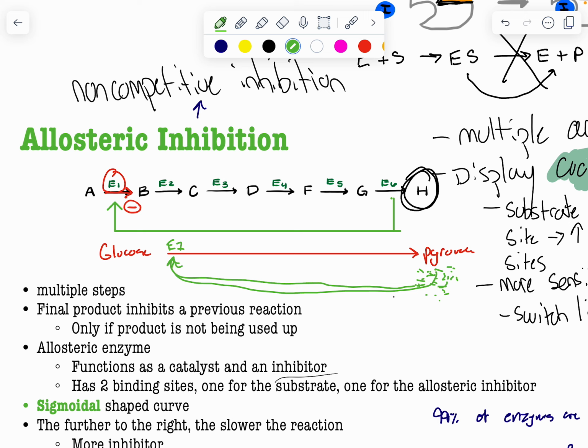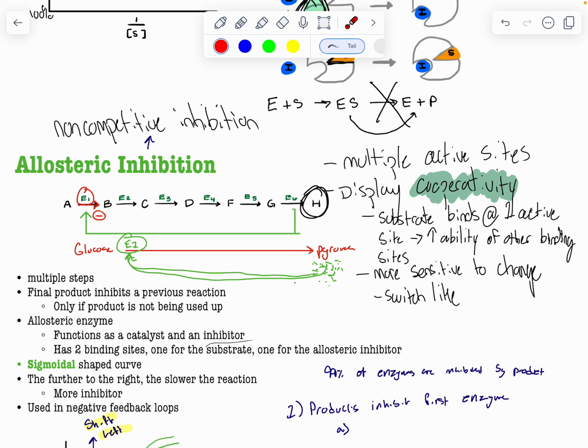Our overaccumulation of pyruvate will come back to this initial enzyme and say, hey, we have too much down here and we're not using it. You need to slow down. You need to slow your roll, man. You are pumping out way too much pyruvate and we don't know what to do with it down here. So pyruvate is going to come back and inhibit this enzyme right here. No more pyruvate is made until all of this is used for other functions and the pyruvate levels decrease. That is allosteric inhibition, our product coming back and inhibiting an enzyme.